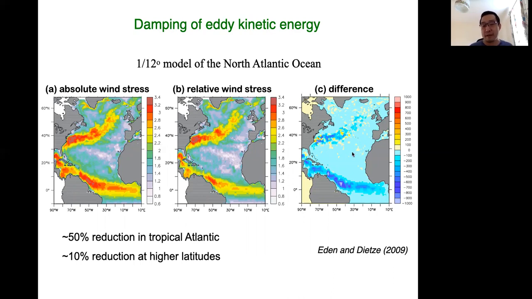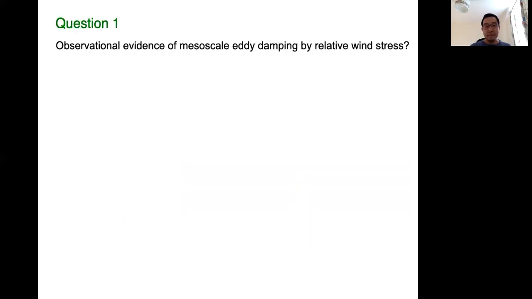So in his model, what he found is when the relative wind stress is used, there is about 50% reduction in eddy energy in the tropical Atlantic. So that's huge. That's half of the eddy energy gone in the low latitudes, and the reduction is less, about 10% at high latitude. Okay. So we do have some model evidence that shows eddy energy is reduced, or eddies are damped, when relative wind stress is used.